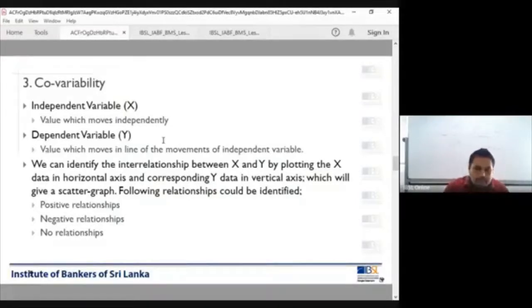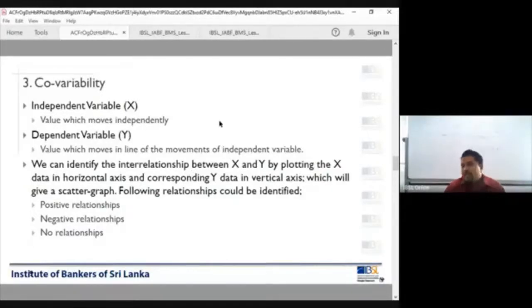We went through the notes a little more. We can identify the interrelationship between x and y by plotting the x data on the horizontal axis and the corresponding y data on the vertical axis, which will give a scatter graph.